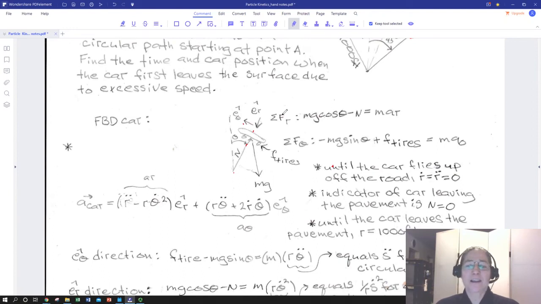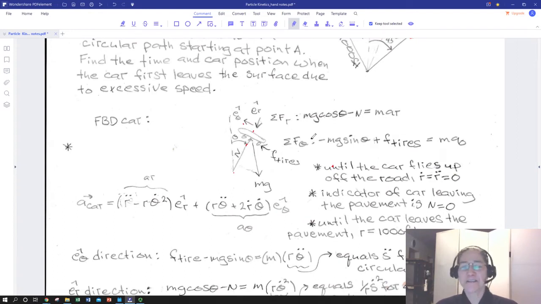So tallying up forces, I have the force resultant in the radial direction is going to be mg cosine theta, which is the radial component of my weight, minus N, and that's going to equal the mass of the car times the total acceleration in the radial direction. So a sub r is acceleration radial.